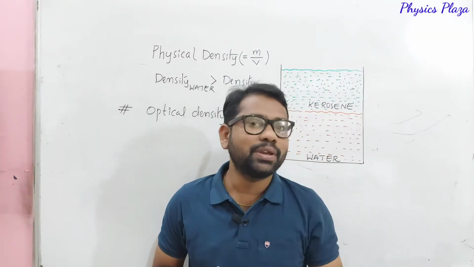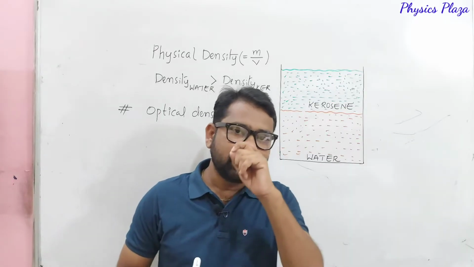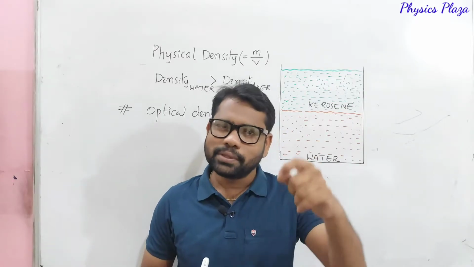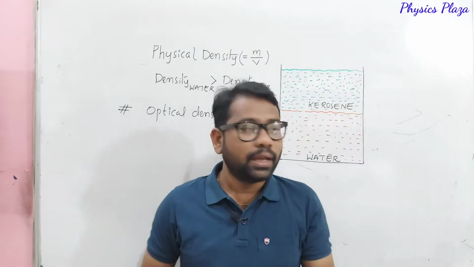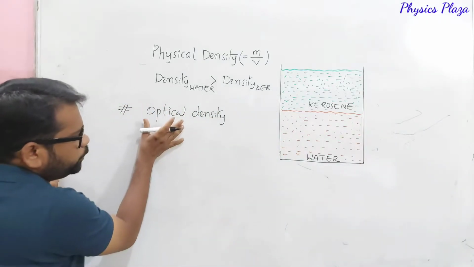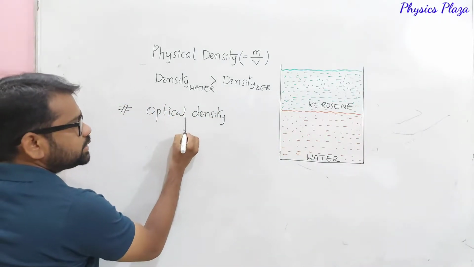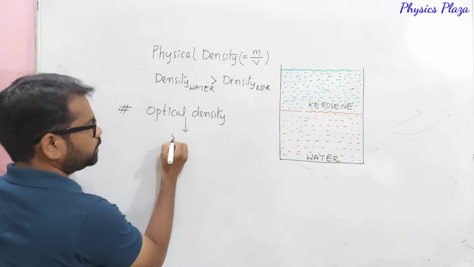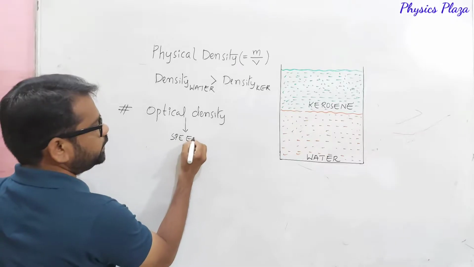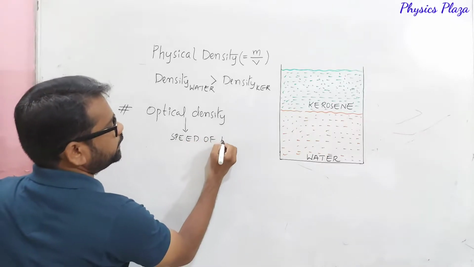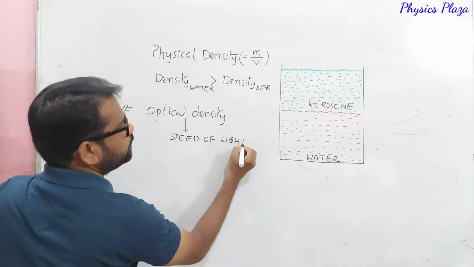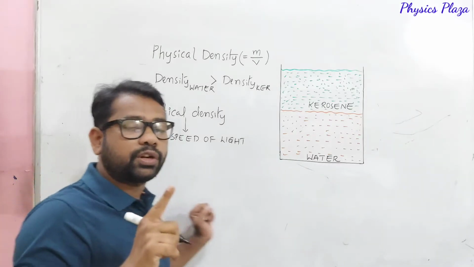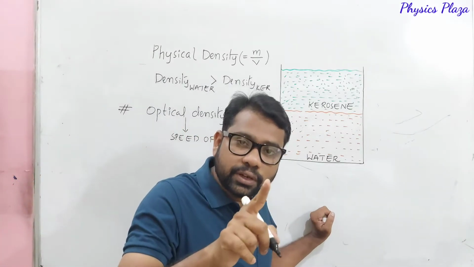How can it be measured? Based on optical density, how can you decide that one medium is denser and another medium is rarer? Let us see, children. Purely, optical density is defined in terms of speed of light. Very, very important. So it is defined in terms of speed of light. So, based on speed of light, we can say which is the denser medium and which is the rarer medium.